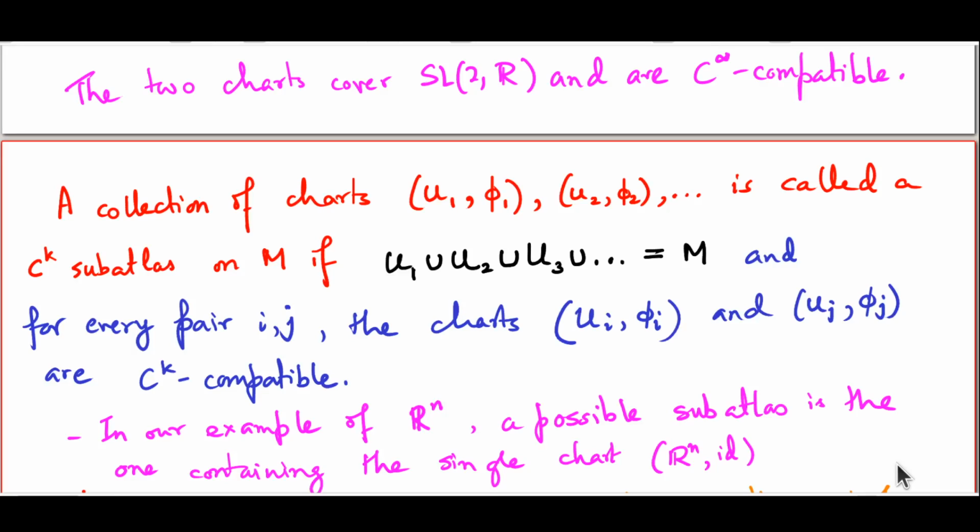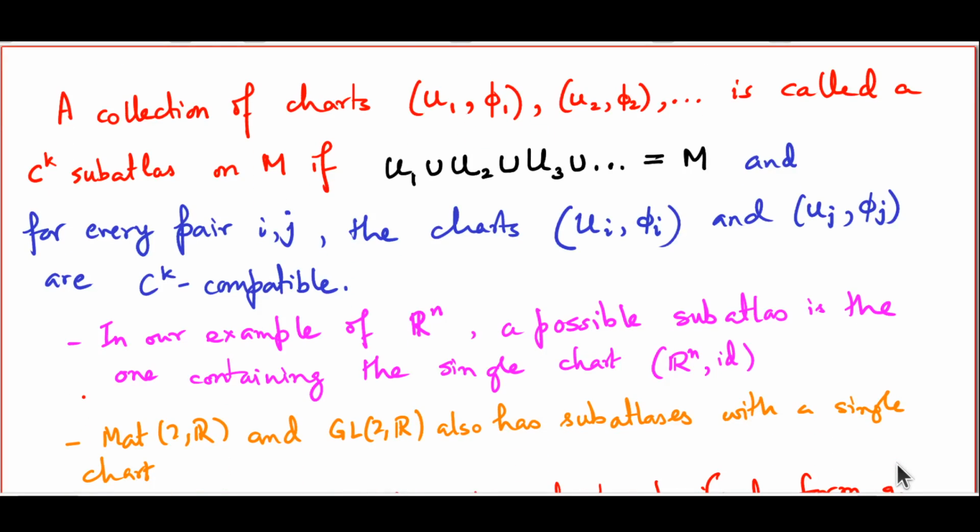Here, of course, compatibility is a bit of a trivial statement, simply because there is only one chart and it definitely is compatible with itself. Continuing along the same lines, we have also talked about putting charts on the sets Mat_2(R) of 2x2 real valued matrices and GL_2(R), the group of 2x2 real valued invertible matrices. And we have seen that there too we could make a chart which actually covers the entire set, and therefore you could have subatlases for these two sets which consist of a single chart alone.